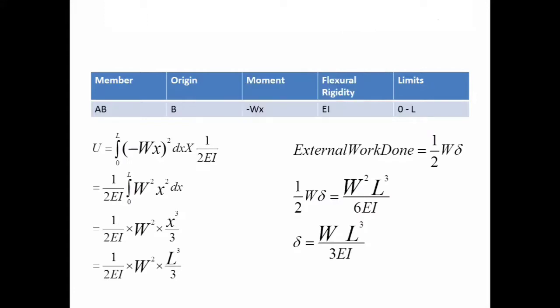Now I have to equate this to external work done. What is external work done because of point load? It is half W delta. When it is a point load, external work done is half W delta. Equate the two things, we will get deformation as WL cube upon 3 EI. Our answer is over.